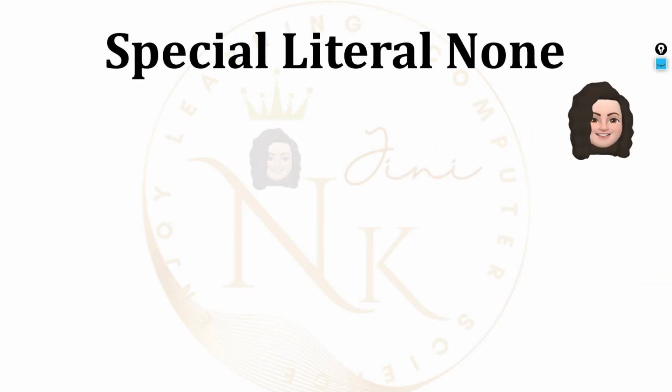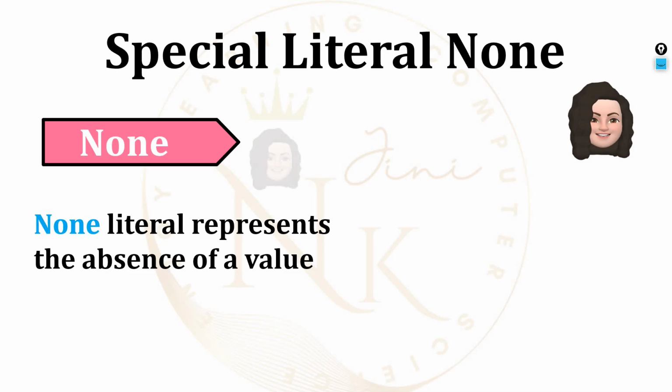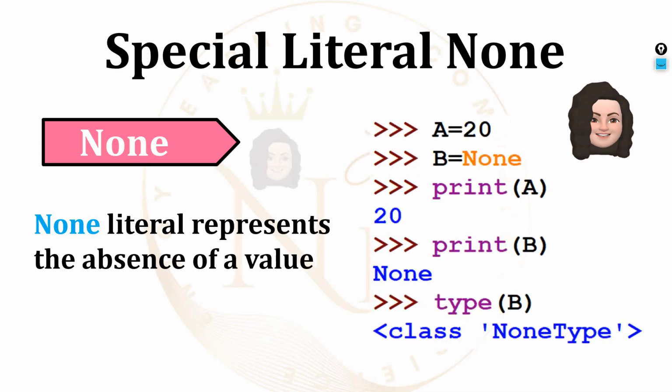Now the special literal, None. The None literal represents the absence of a value. It does not mean it is equal to 0. No, it represents the absence of a value. The same way we use NULL in SQL, no? So in Python we use the None literal to represent the absence of a value.